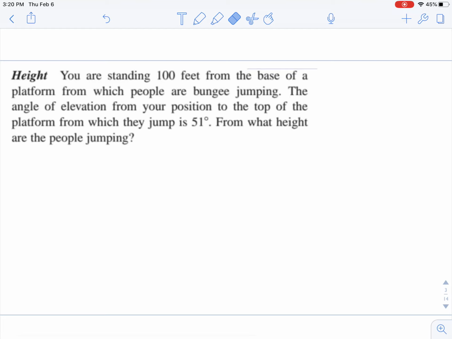So you are standing 100 feet from the base of a platform, which people are bungee jumping. The angle of elevation from your position to the top of the platform for which they jump is 51 degrees. From what height are the people jumping? So I essentially have this platform, and people are jumping off of the platform.